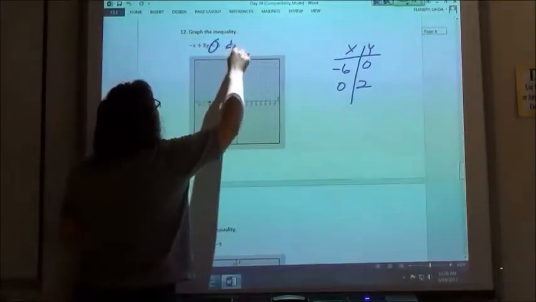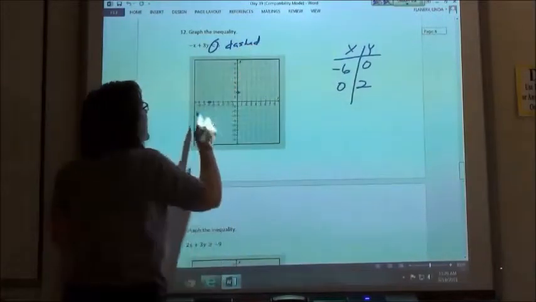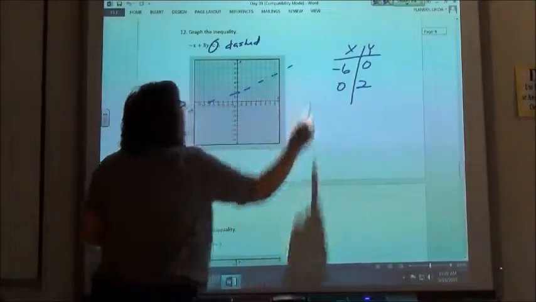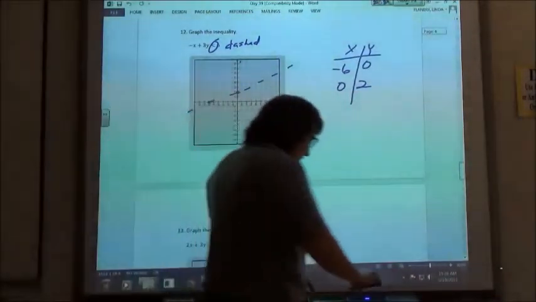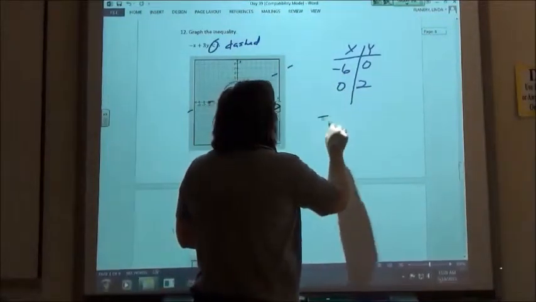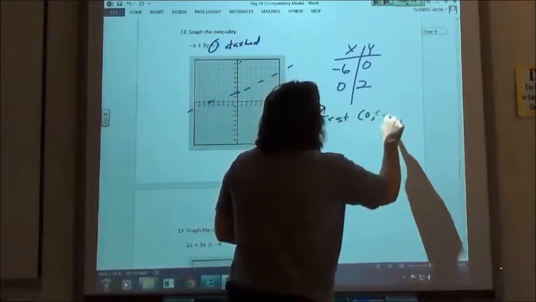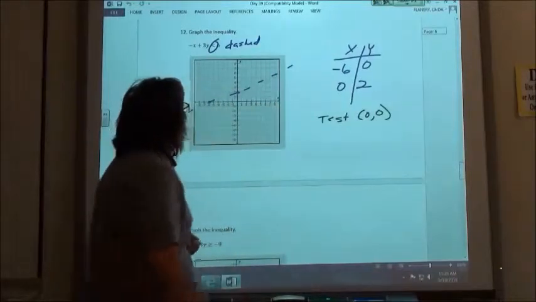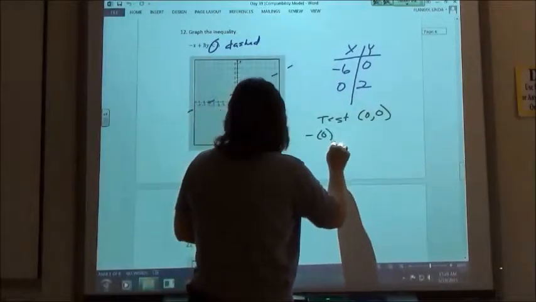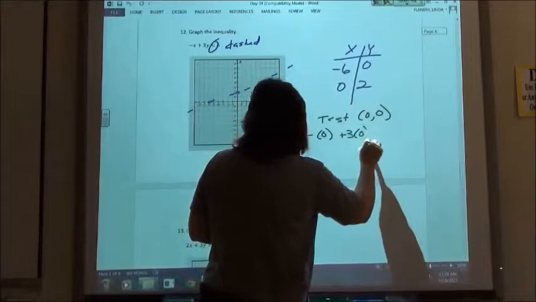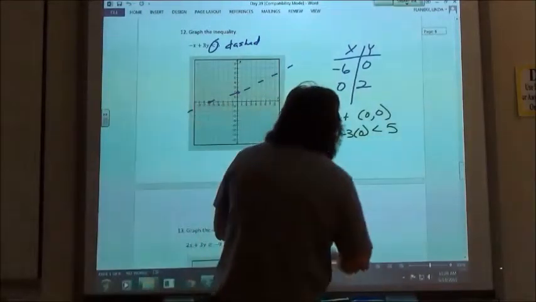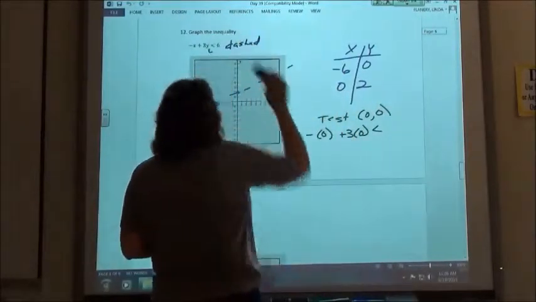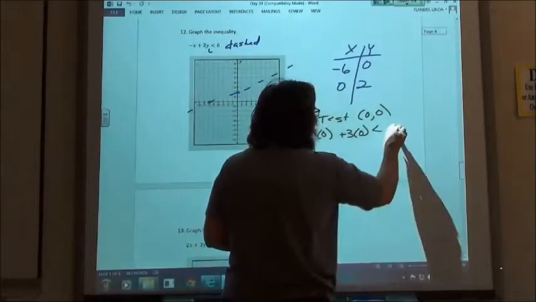I look here and say, oh, I have to have a dashed line. You're going to draw it solid on Alex, then change it to a dashed line. Then I'm going to say, okay, because I didn't solve my equation for y, I'm going to test the point 0, 0. So, negative 0 plus 3 times 0, is that less than 5? Is that 5 or 6? That was a 6. Can't see through my scribbling. Is that less than 6?